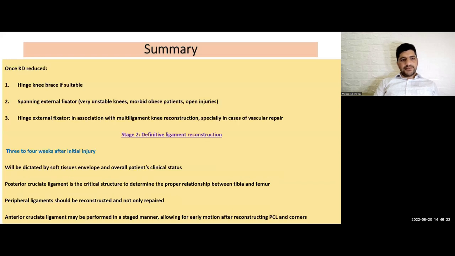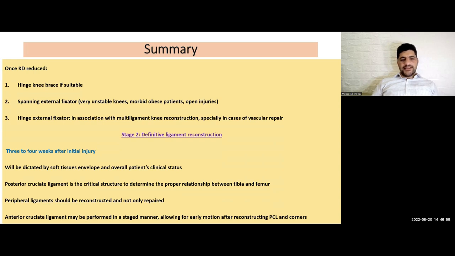To summarize, once the knee dislocation is reduced: hinged knee brace if suitable; spanning external fixator in a very unstable knee, morbid obese patient or open injury; hinged external fixator in association with multi-ligamentous knee reconstruction, especially in cases of vascular repair. Definitive ligament reconstruction 3 to 4 weeks after initial injury will be dictated by soft tissue envelope and overall patient clinical status.